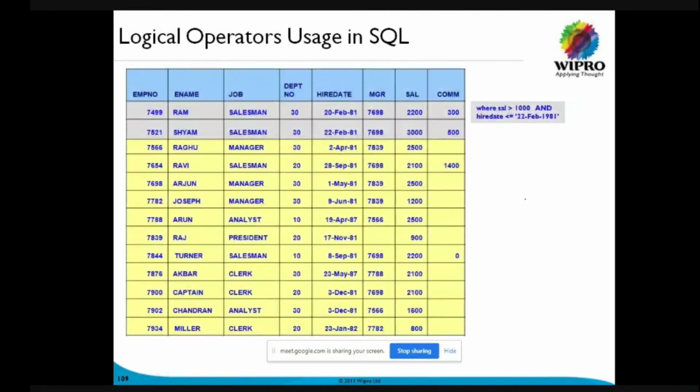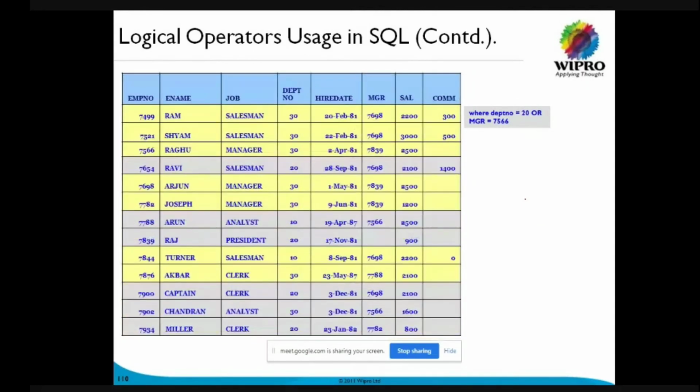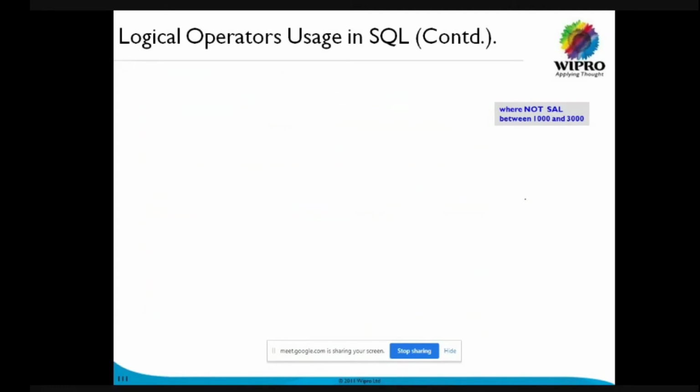Between operator and logical and means both the conditions should be satisfied. Logical or means any one of the conditions will be satisfied, and not means the condition is not at all satisfied. Okay, you can use not salary between 1000 and 3000. Now look at this salary: if I don't want the salaries between 1000 and 3000 to be displayed, I can use not salary. So this is the not salary.